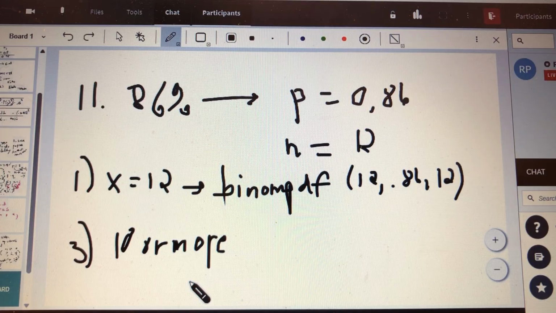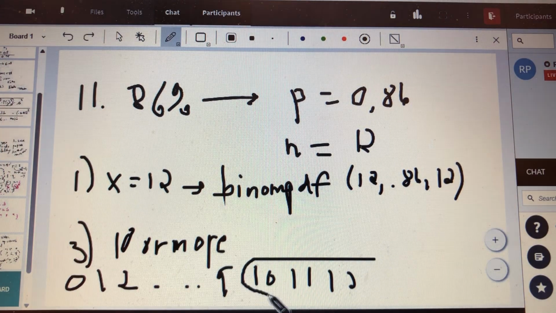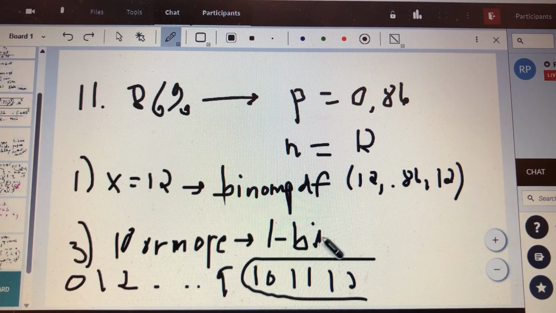As soon as you do inequalities, it's CDF. And if I go 0, 1, 2, 9, 10, 11, 12. More than 2 was 3 and higher, but 10 or more is 10 or higher. This actually includes 10. But I can't go that direction, so it needs to be 1 minus binom CDF.